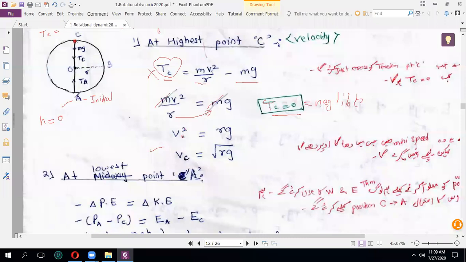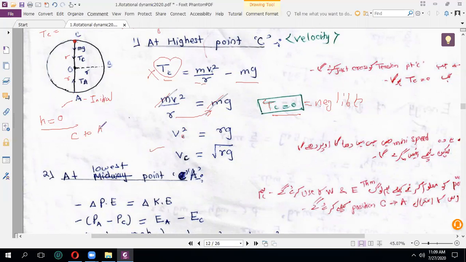Remember, if I start from here, what is the height? Then its height is 0. But from B position, the height is R. From C position, height is 2R. From this R and from this R. Correct? But when we start from A position, there is no height because my object starts from point A. That is why we are taking height as 0. I hope you understand. So we are coming from point C to point A.